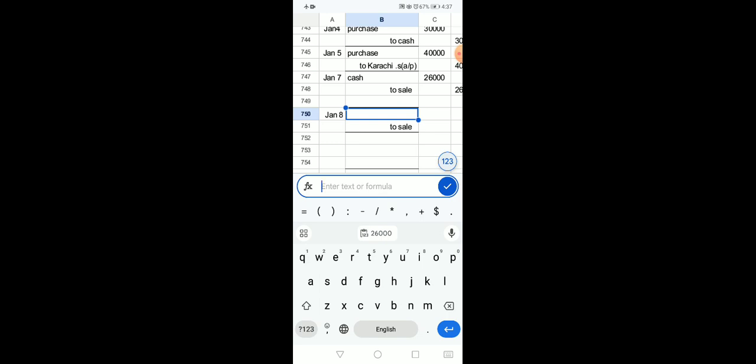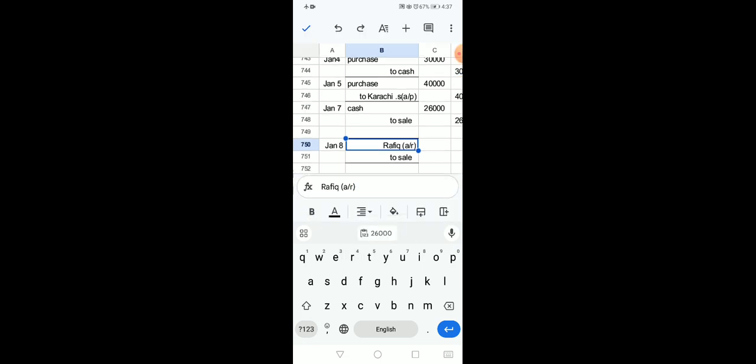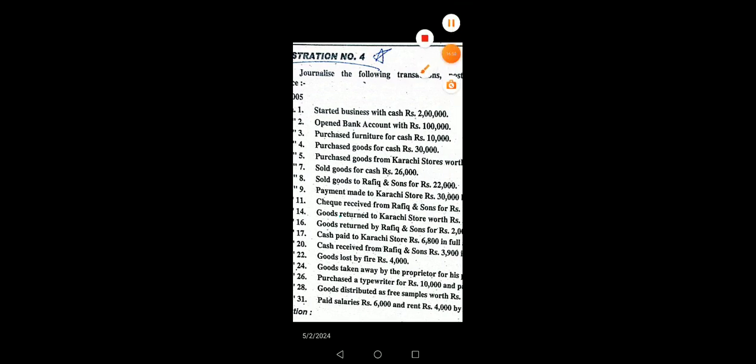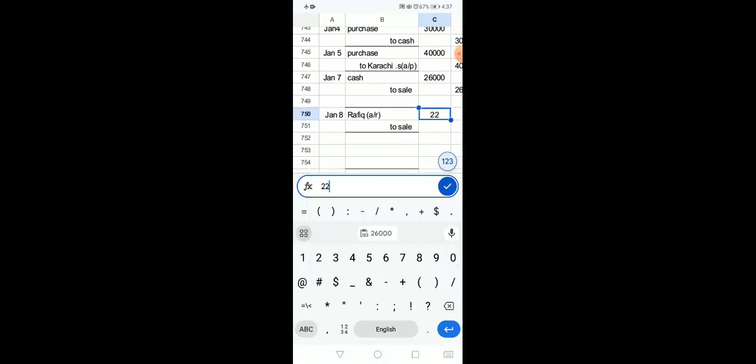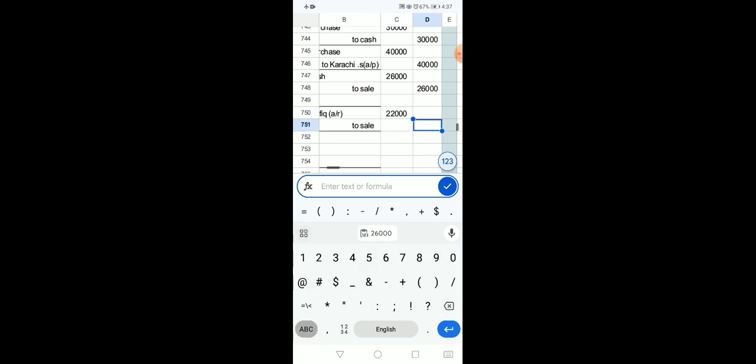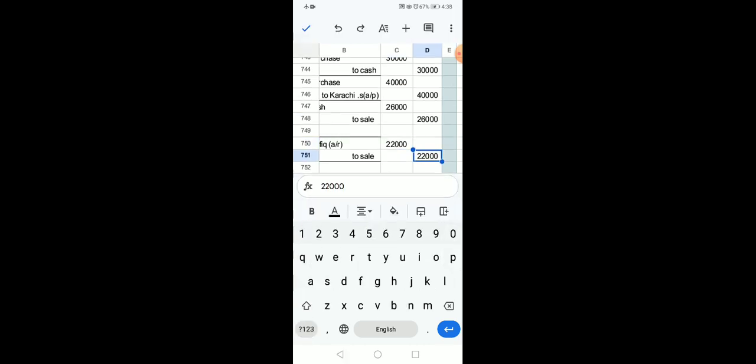Asset is increasing, which should be mentioned on debit side. So Rafiq's name would be mentioned on debit side as they are account receivable and account receivables are asset. This is the reason you are mentioning Rafiq's name on debit side. January 8th entry you have completed. Amount was 20,000. So put 20,000 on debit side and same amount you are supposed to write on credit side. So January 8 is completed.